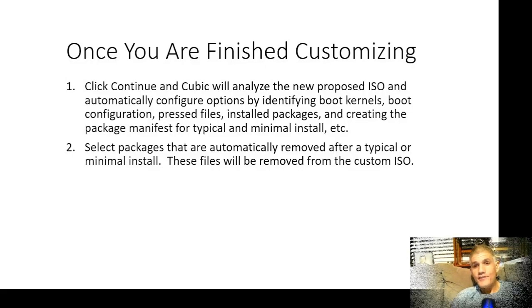Alright. Once you get your custom Ubuntu environment like you want it, you have the ISO like you want it, you just simply click continue in the upper right hand corner, and then you will actually exit the Cubic virtual environment terminal. Cubic will then analyze the new proposed ISO and automatically configure options by identifying the boot kernels, boot configuration, processing files, installing packages, and creating the package manifest for typical and minimal install as scheduled.